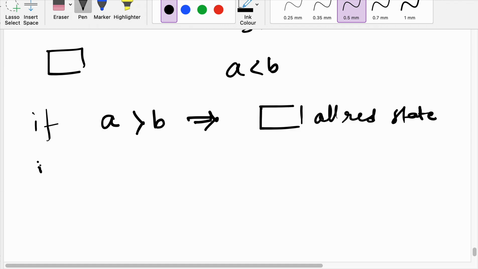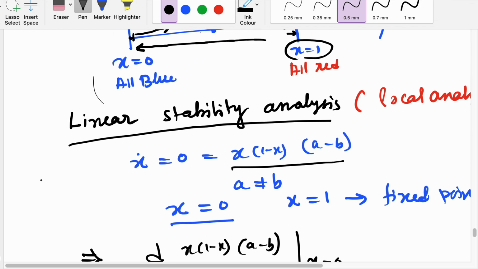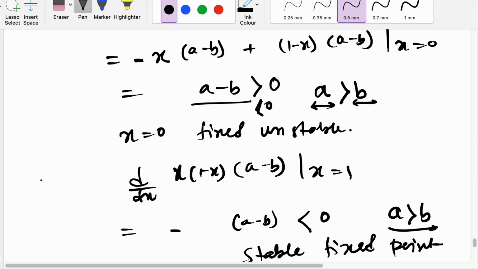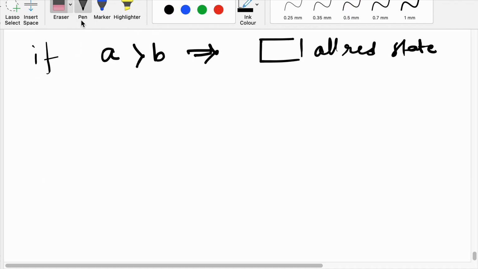And how can we visualize this? I mean, this is stability analysis, so mathematically it's fine, but if I visualize this fixed point through a graph, how will it look? Okay, let me explain linear stability.